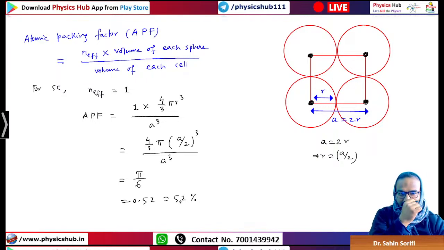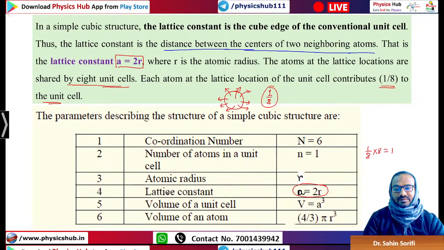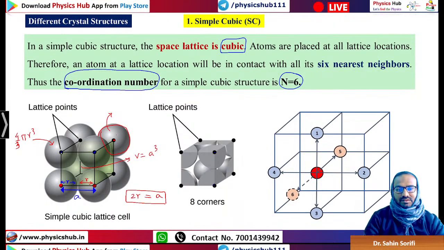N effective is the number of lattice points. How many number of lattice points, N effective? Number of atoms in a unit cell N equals 1. So one atom at one lattice point. So number of atoms and number of effective lattice points are the same. 1 by 8 into 8, that is 1.